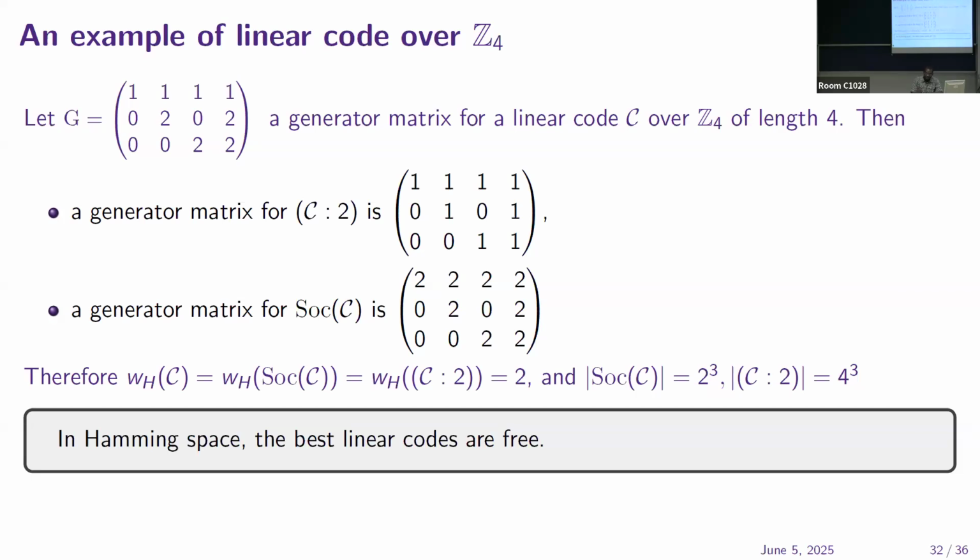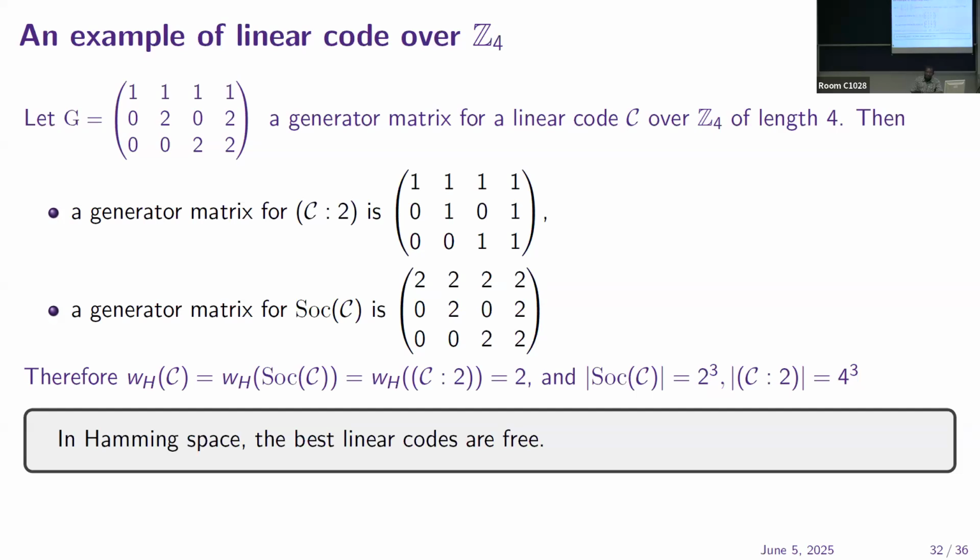The free code C, the circle of C, the quotient of C, have the same minimal Hamming distance. And this minimal Hamming distance is 2.